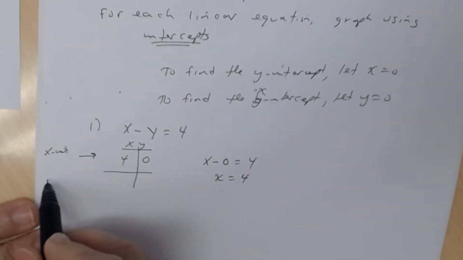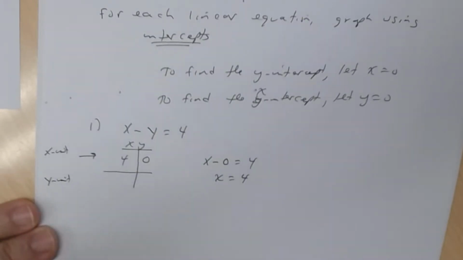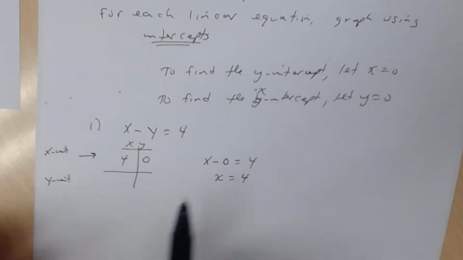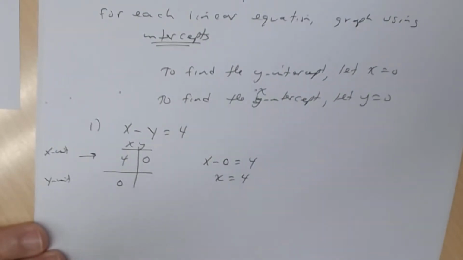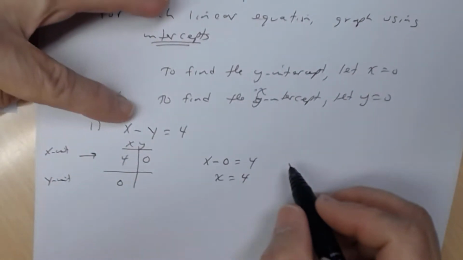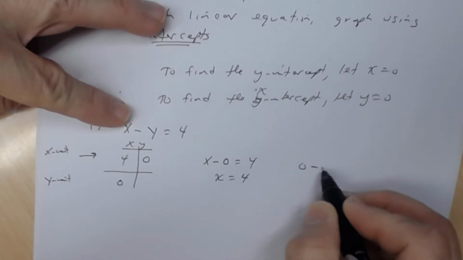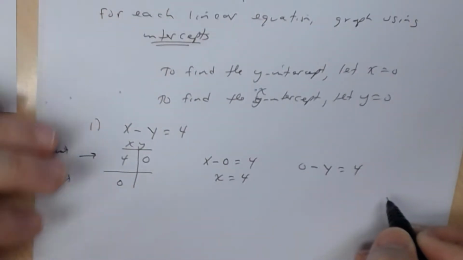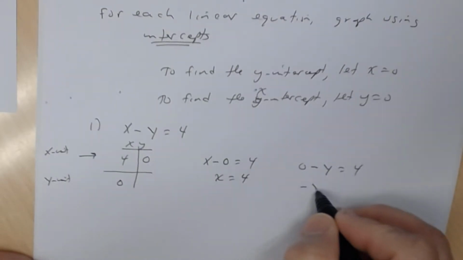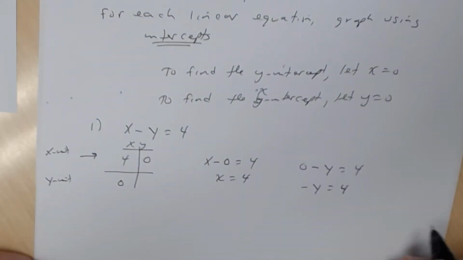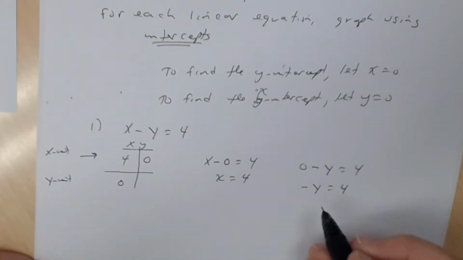So now if I want to find the y-intercept, remember you have to use zeros. You can't use what you did in the previous lesson. To find the y-intercept, you've got to say let x equal 0. So if x is 0, wherever we see the variable x, I plug in 0. So I get 0 minus y equals 4. But 0 minus y is negative y. So I get negative y equals 4. But remember, I'm trying to get y by itself.